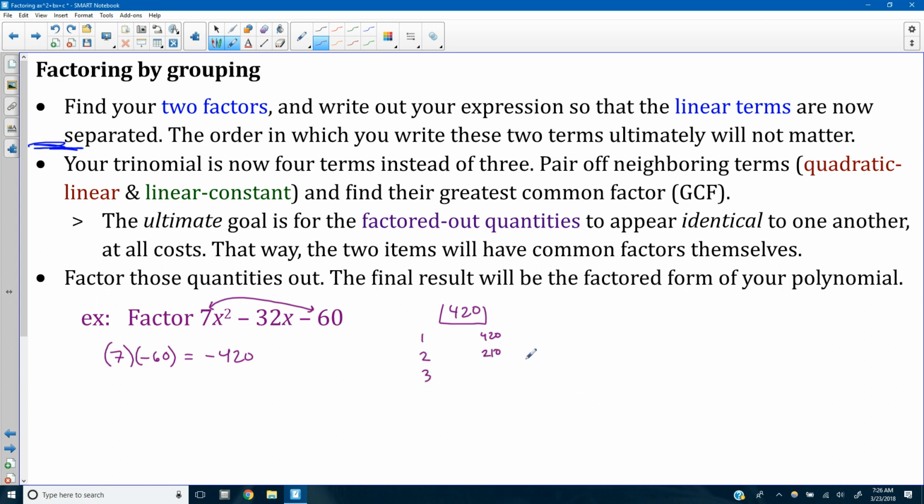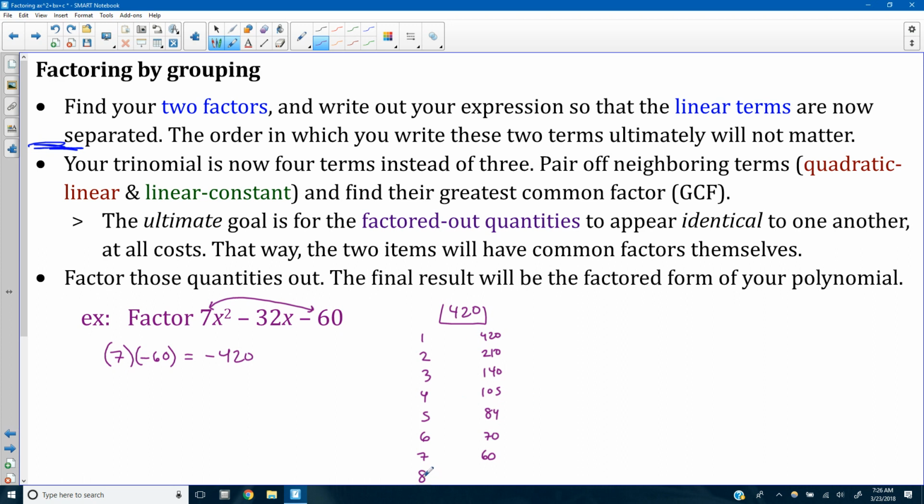42 divided by 3 is 14, so this is 3 and 140. 4 and 105. 5 and 84. 6 and 70. I don't know why that took me so long. That was bad. 7 and 60, right? That should work out. Wow, all these things divide. That's great. I mean, not so much because I'd have to test a lot.